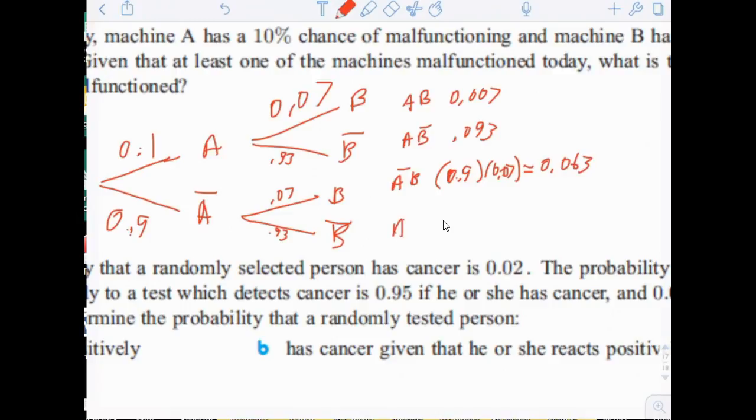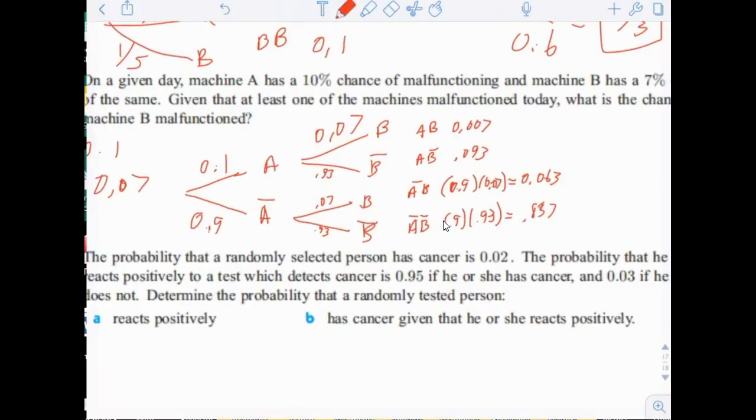Okay. And the first thing they say is, what is the probability that B malfunctions, given that at least one of the machines malfunctions? I'm going to represent that with a 1. Okay. So basically, what they want to know is the probability of B intersect 1, given the probability of 1. So what does probability of 1 mean? It means that at least one of the machines broke.